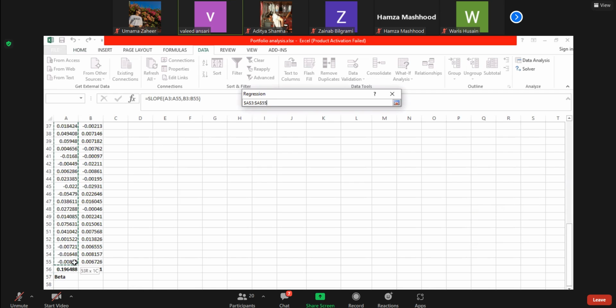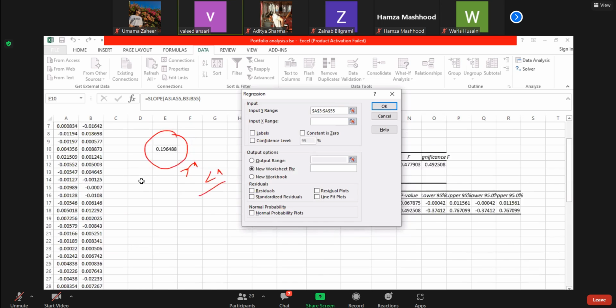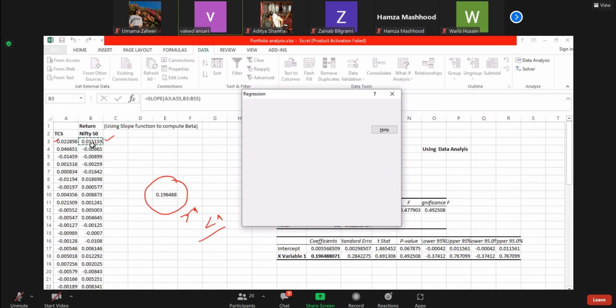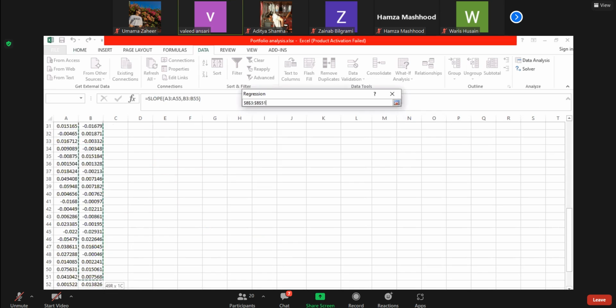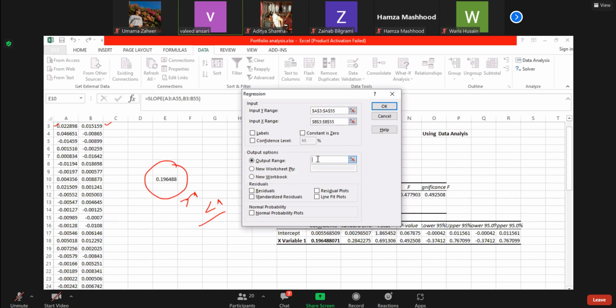So A55, okay. Now we click on the dependent variable, up to B55. It's asking you where you want to place your output. So let me put it at E60. Okay. So now click OK. Other options are also there.